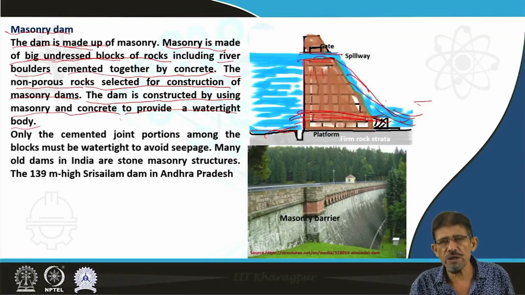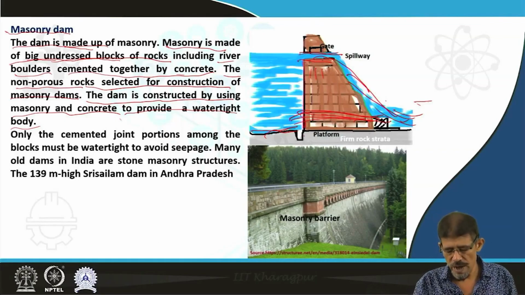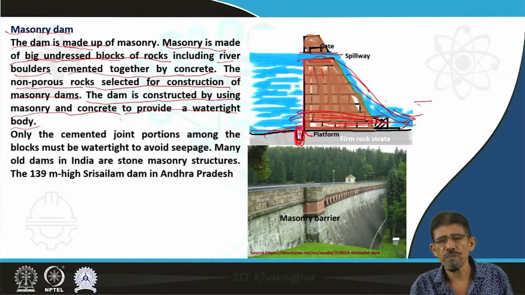In which condition is this type of dam suited? This valley should be narrow, where the foundation strata should be firm in strength. So firm rock strata is recommended for construction of this type of masonry dam. Here you can see one ditch, one trench. If there is any possibility for entrance of water, we are going to seal it here, so that not a single drop is allowed to move through this.